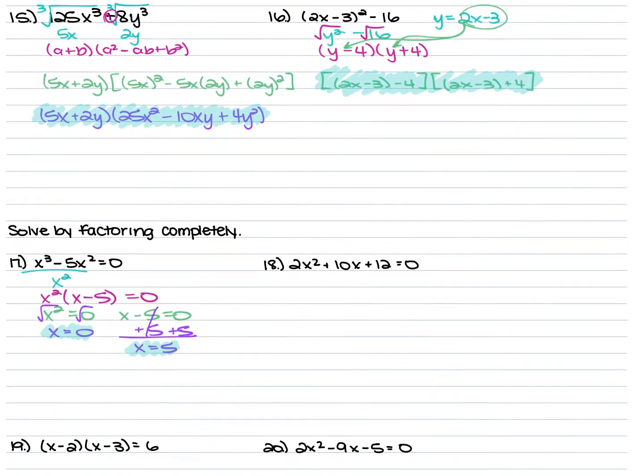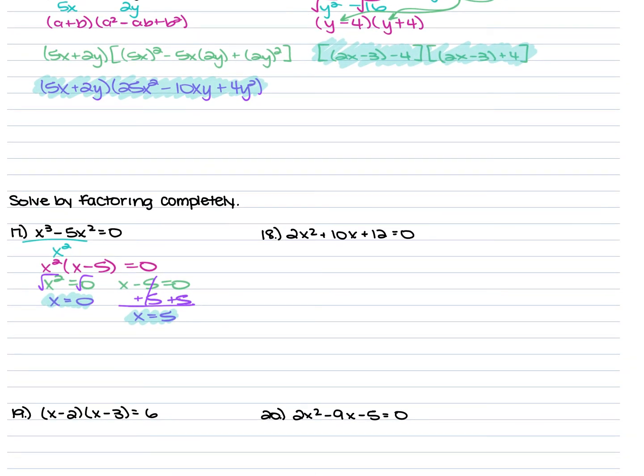For number 18, you have 2x squared plus 10x plus 12 is equal to 0. You're going to start this one by factoring out your greatest common factor, which is 2. That leaves you with 2 times x squared plus 5x plus 6 is equal to 0. You have factors of 6 that add up to be 5, which are 2 and 3.